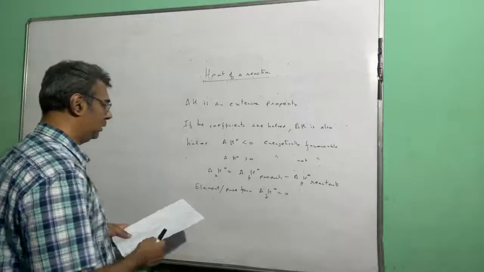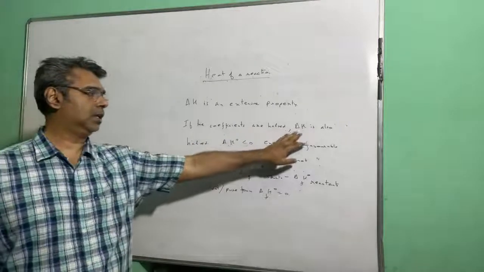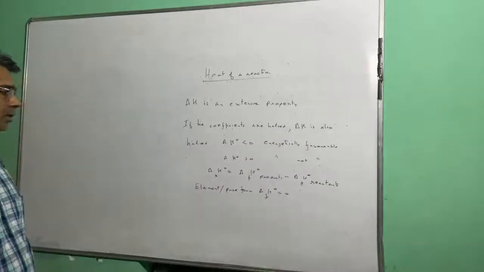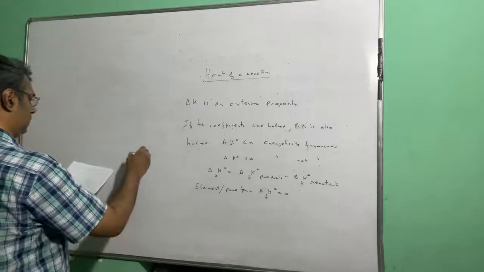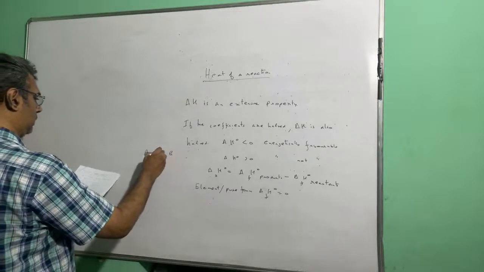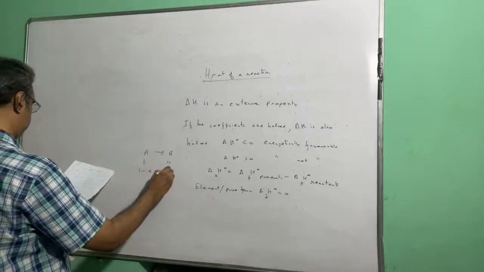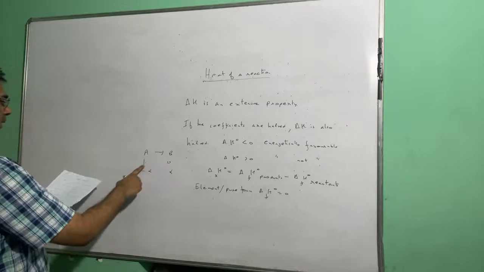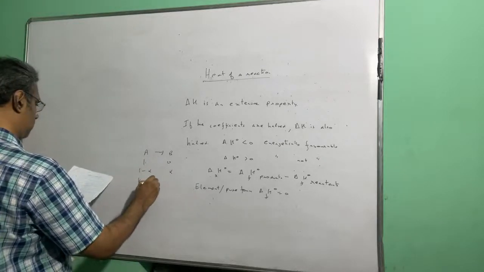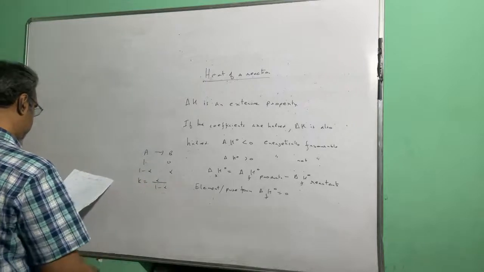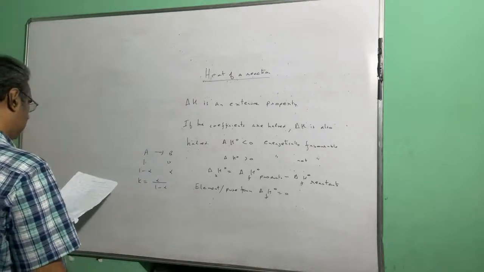Now, a little while ago, I was telling you that if the coefficients are halved, then delta H is also halved. So, keeping this in mind, suppose you have a reaction like this, A to B, 1 to 0 and 1 minus alpha to alpha. So, the equilibrium constant will be K equal to alpha by 1 minus alpha.